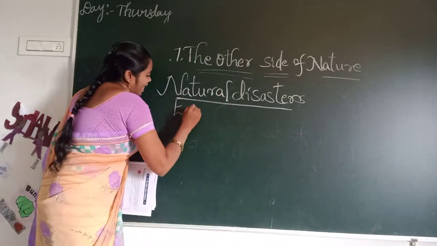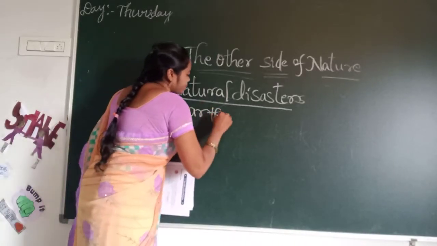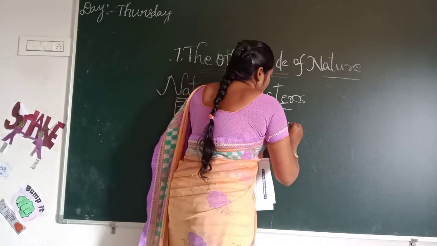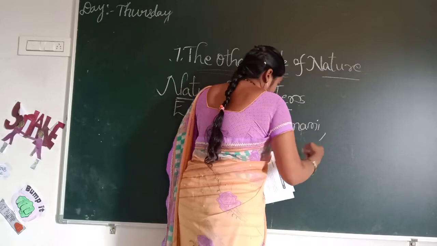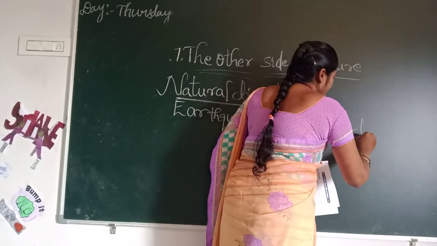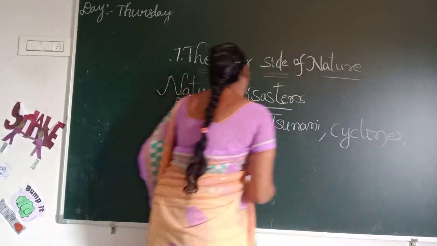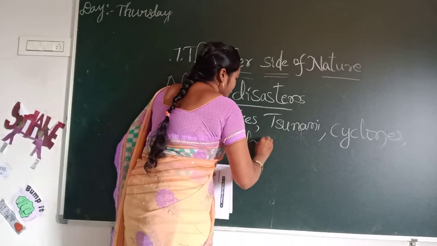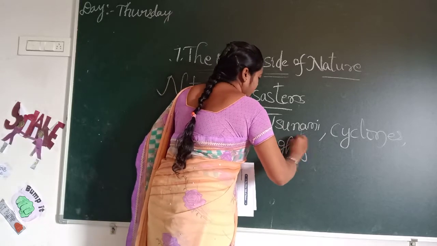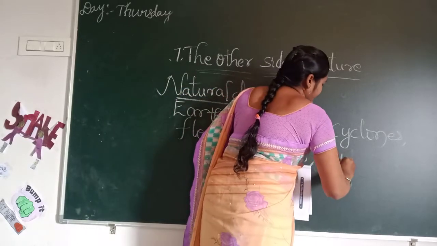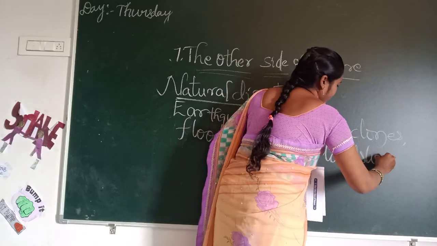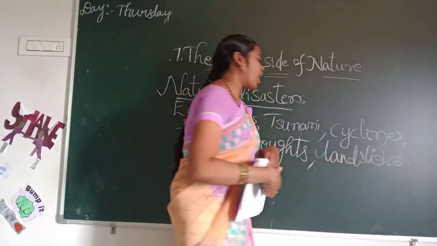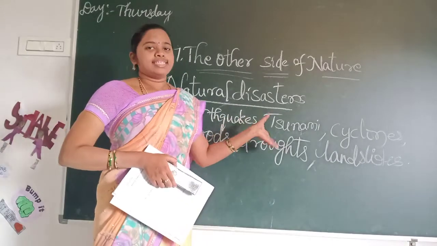What are the natural disasters? Earthquakes, tsunamis and cyclones, floods, droughts and landslides. Okay, these all are natural disasters.